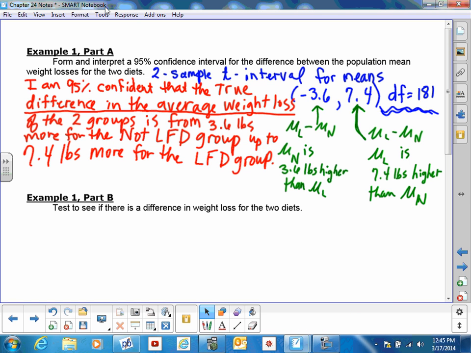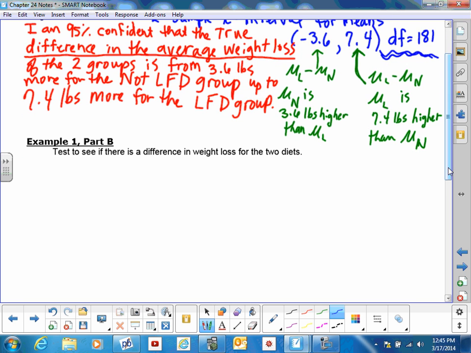Okay, so do you see how this part that's in green, I don't have to write, but I have to know it because I put it in my interpretation. Now, what's also significant about this interval? What's so important and stands out in it? That 0 is in this interval. If 0 is in this interval somewhere, then that means that there actually could be no difference between the average weight loss.